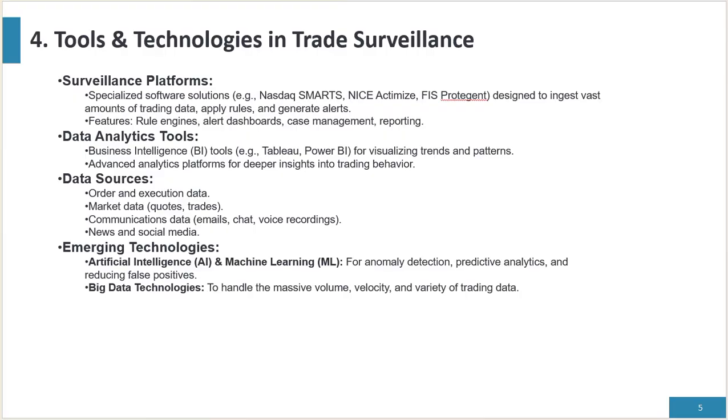Then the upcoming emerging technologies like artificial intelligence and machine learning for anomaly detection, predictive analytics, and reducing the false positive rate and increasing the true positive rate, and big data technology to handle the massive volume, velocity, and variety of trading data. So those are the tools and technologies used in trade surveillance.